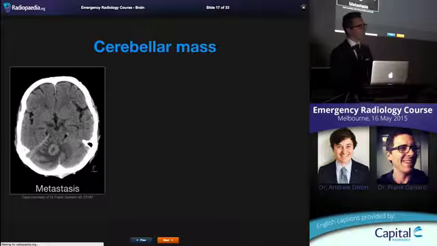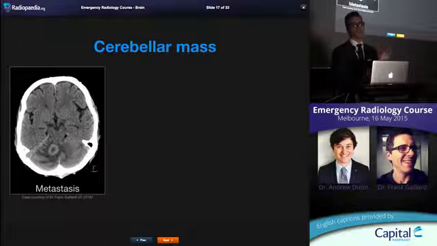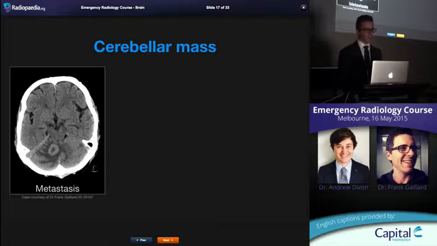So we're going to start. Cerebellar mass. In an adult, especially over 50, the most common cerebellar mass, even if it's completely solitary, isolated, is a metastasis. Primary brain tumours, GBM, are really uncommon in the cerebellum. Orders of magnitude less common. So cerebellar metastasis is by far the most likely.